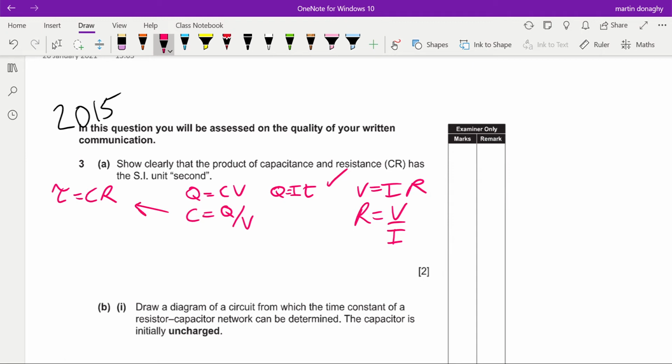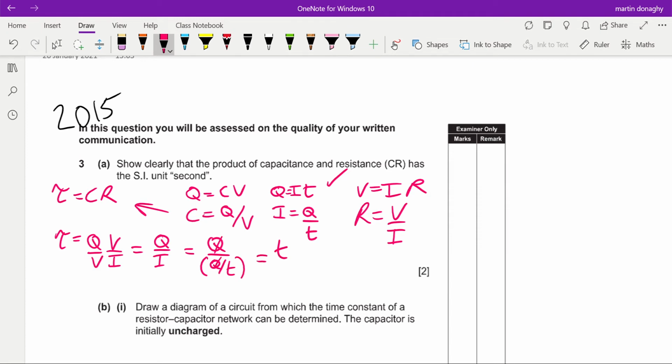And if we put both of those into this equation, we get that the time constant will be Q over V multiplied by V over I, which is just, those two V's cancel out, Q over I. But from this middle equation here, we can get that I equals Q divided by T. So that would equal Q all over Q divided by T. Now they cancel out and the T comes up to the top. So it is measured in time, and the base unit for time is seconds. Okay.